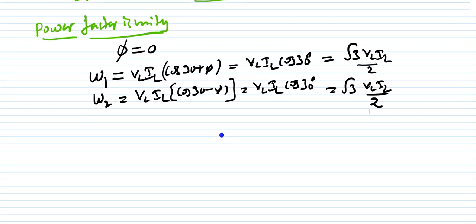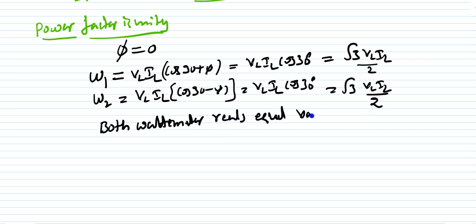What I observed from this is, suppose my power factor is unity or my load is a purely resistive load, then both wattmeters read the same value. Both wattmeters read equal positive values, isn't it? That is the observation I have seen here. Both wattmeters have equal readings. Suppose W1 reads 20 watts, then W2 also reads 20 watts. So that is the meaning.